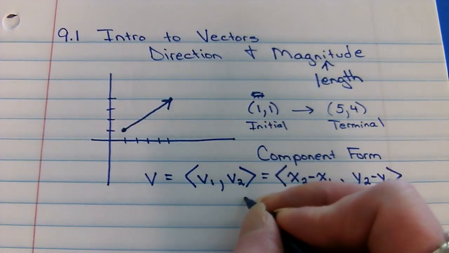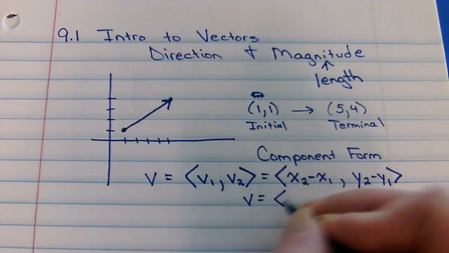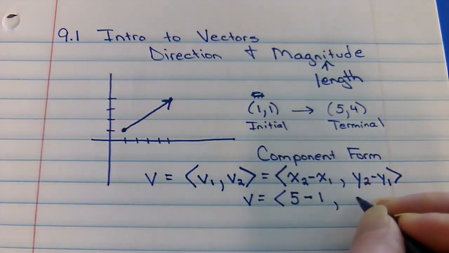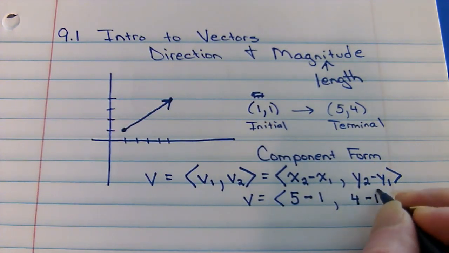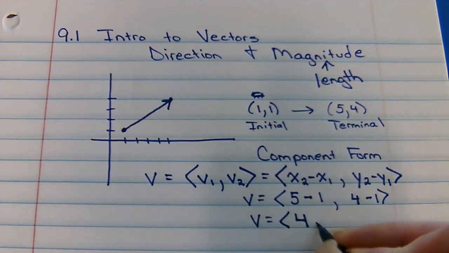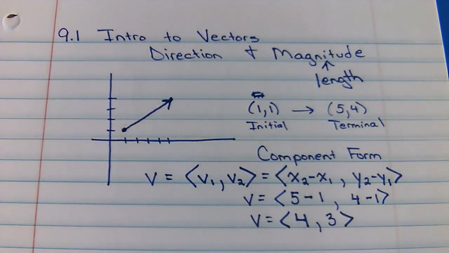Anyway, so for the vector I just drew, the x value started at 1 and stopped at 5. The y values ended at 4 and started at 1. So right 4 and up 3.